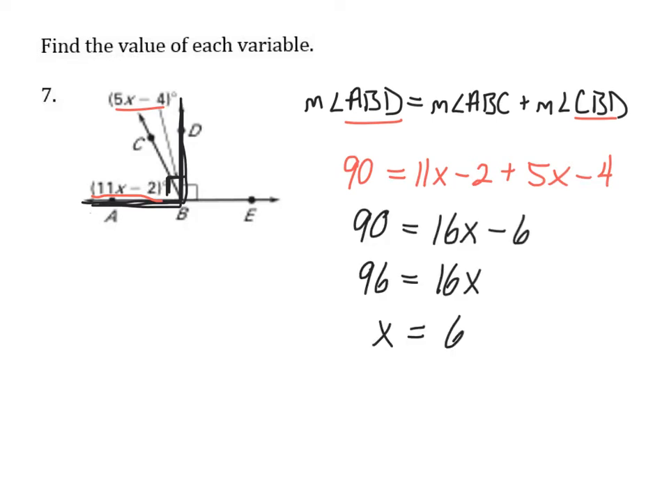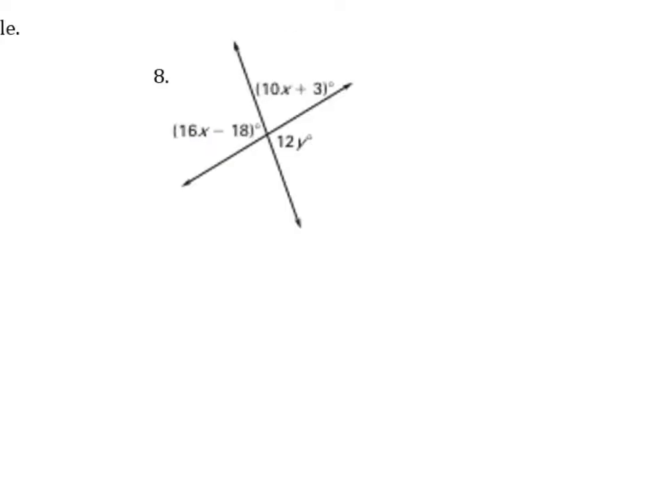Looks like x equals 6, which means that angle ABC would be 64 degrees and angle CBD would be 26 degrees. Now for the next example, there's two different variables we have to focus on. We have x in these two expressions and then y down below. Let's just focus on these two angles up top.